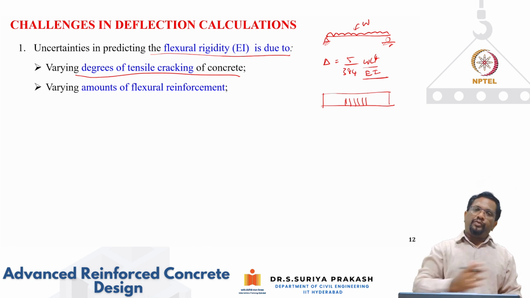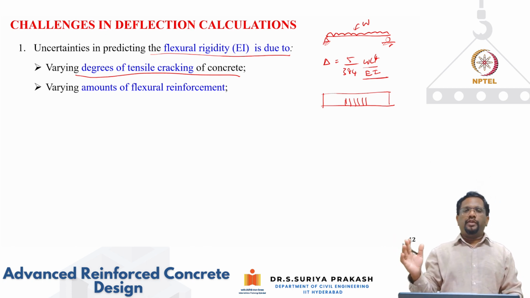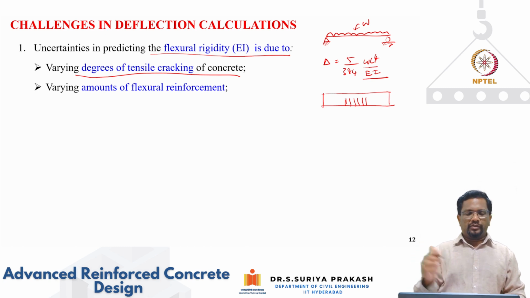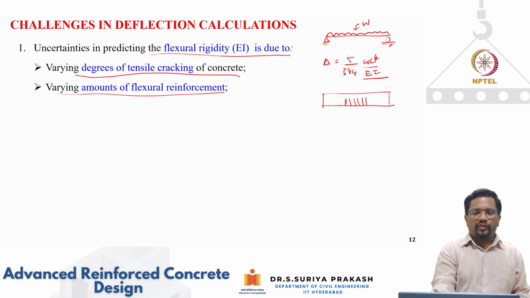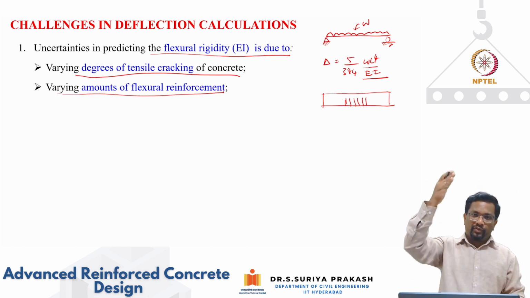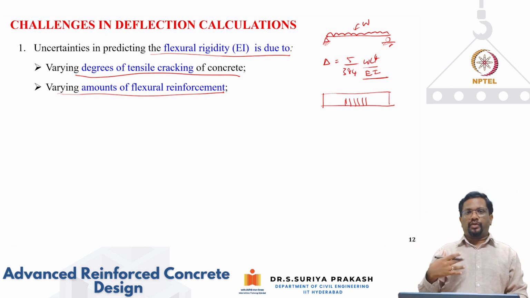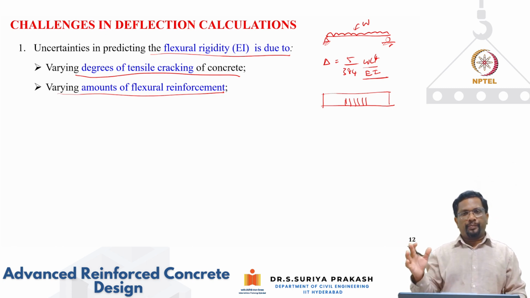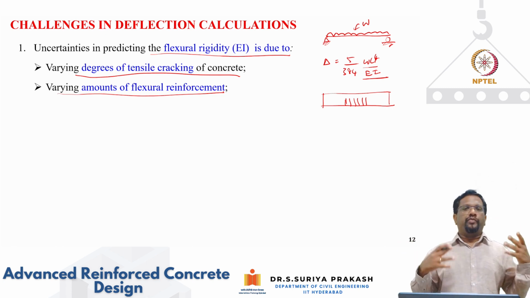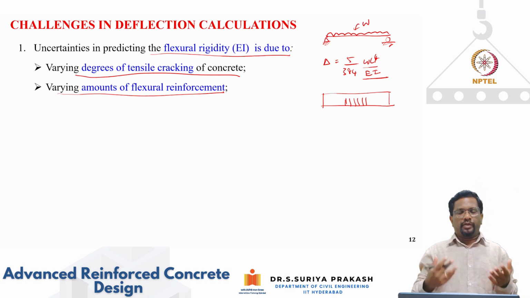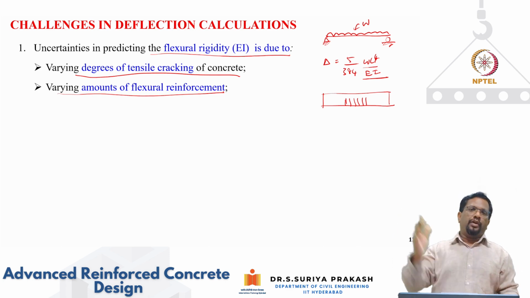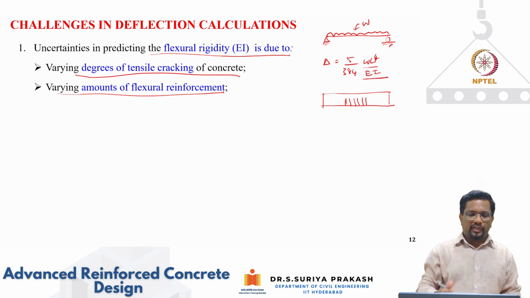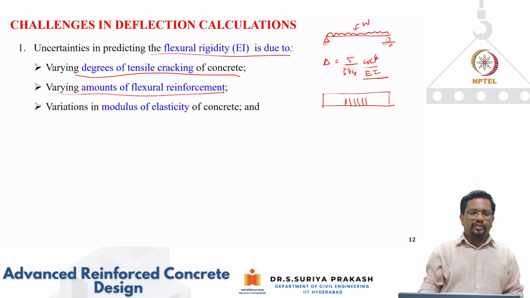And also reinforcement along the length of the member is not going to be constant. So you have varying amounts of flexural reinforcement. In a cross section, we know the location of your top steel and bottom steel, so we can do moment curvature and get your flexural rigidity. But in a member, you're going to put reinforcement wherever you're going to develop tension, depending upon what kind of bending moment profile you're going to have. So that is again another reason why we cannot estimate this flexural rigidity accurately.